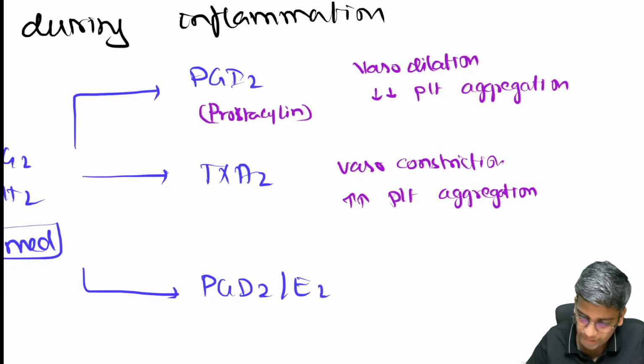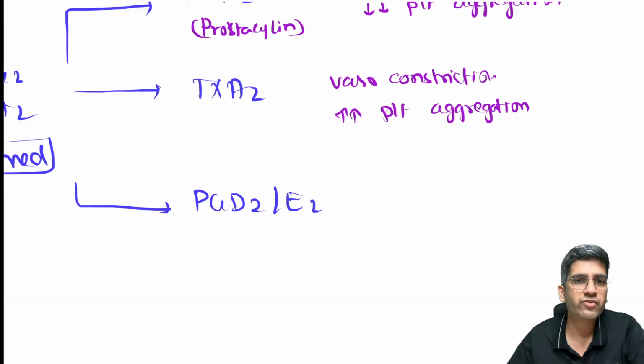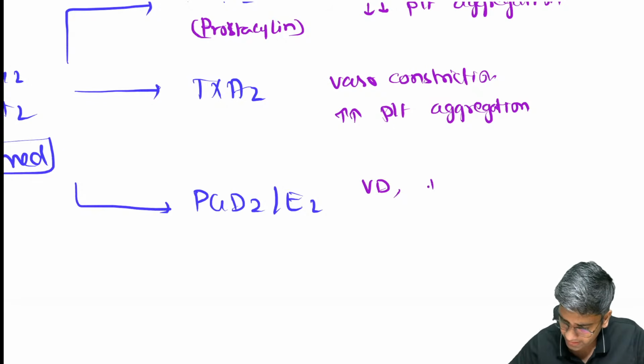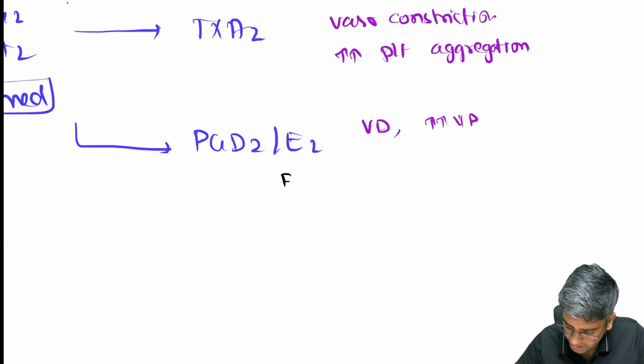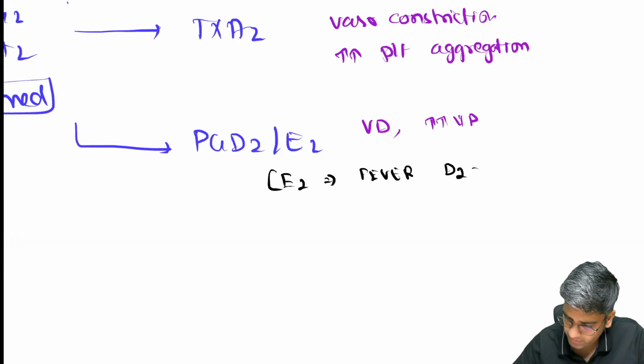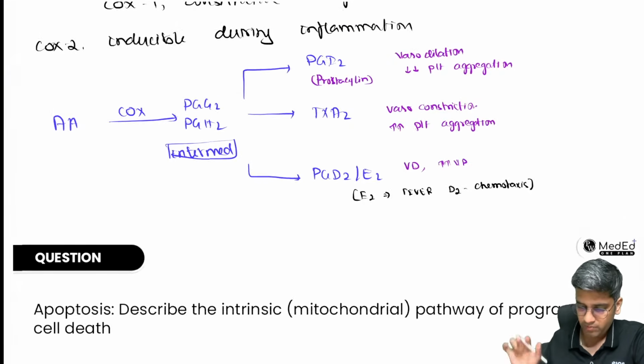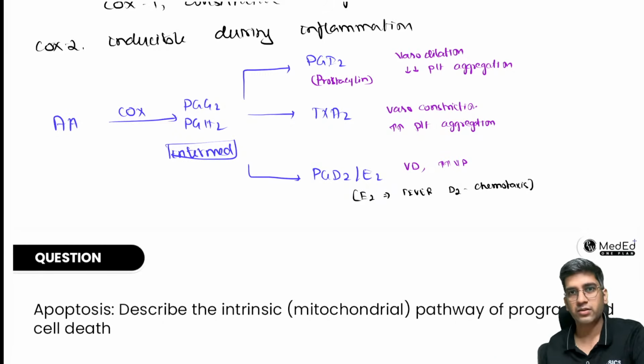And we know D2 and E2 do the same thing that acute inflammation does. It's vasodilatation, increase in vascular permeability. Fine, that's it. Do write in brackets, PGE2 is one of the main things involved in fever. D2 has a little bit of chemotactic factor. This is in addition to whatever the other prostaglandins do, right? So this will be your COX pathway, the cyclooxygenase pathway.